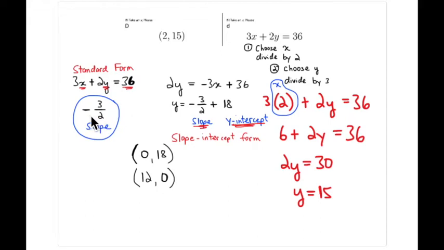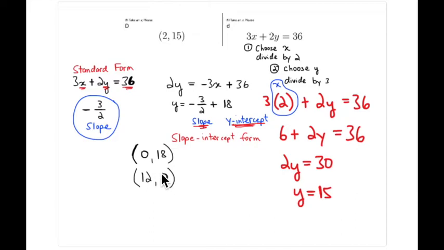Using the standard form, we've already done this. This is a negative 3 halves, so it's the ratio of 3 over 2, but it's the opposite of that, so it's a negative 3 halves. And the y-intercept and the x-intercept, if you make x 0, you're going to get the y-intercept. 2y equals 36, y equals 18. If you make y 0, you're going to get the x-intercept. So y is 0, this becomes 0, 3x equals 36, x equals 12.